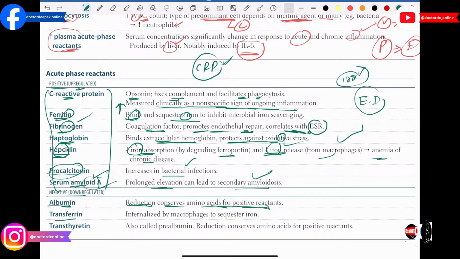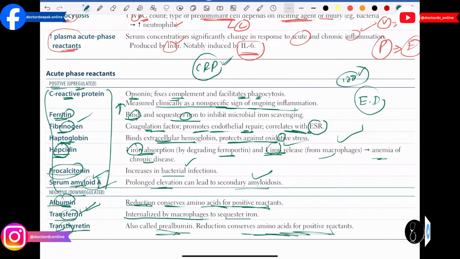Then after that, we have the transferrin. Basically, this is again going to be produced in less amount. It is internalized by the macrophages to sequester iron. So basically, the macrophages are going to sequester the iron with the help of which protein? Transferrin. You guys have to remember this. Then after that, we have the transthyretin. It is also called pre-albumin. A reduction conserves the amino acids for positive reactants. So it means albumin or transthyretin, these are proteins, and the proteins are made up of amino acids.